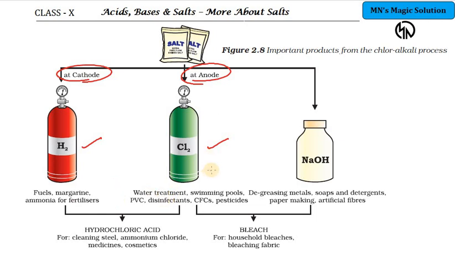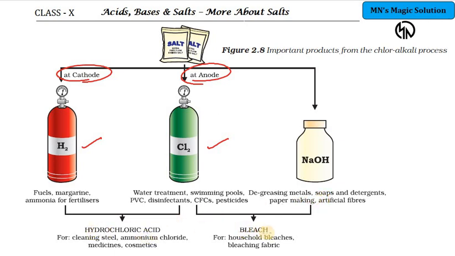In questions, they will start like: the element which is obtained as a byproduct of chlor-alkali process and is used in water treatment. So you should be able to identify the element that is used for water treatment, or the compound that you obtain by chlor-alkali process which is used in water treatment, which is chlorine gas. Then whatever next-level question they ask, you should be able to answer. First you should be able to realize its uses.